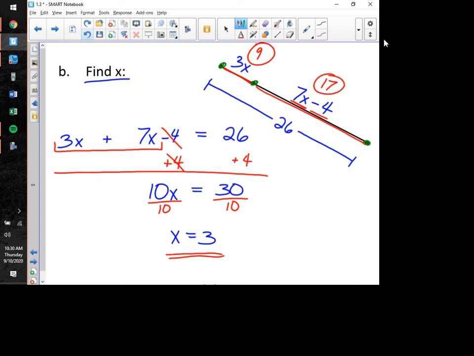Now if we take a look at our two individual pieces, 9 for the smaller one, 17 for the larger one, if we add those two together, 9 plus 17, sure enough, gets us 26, which is the measurement of the entire segment.